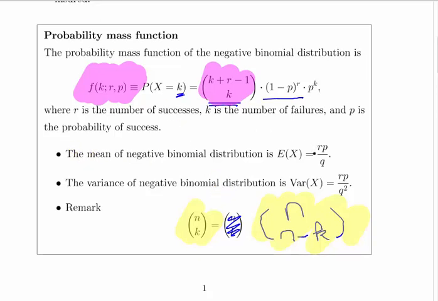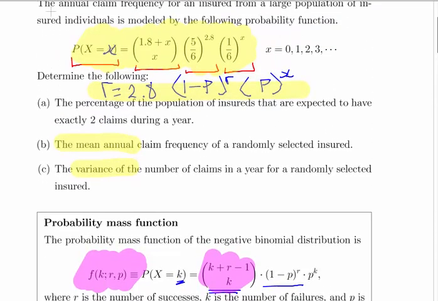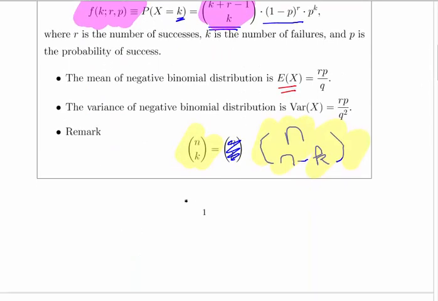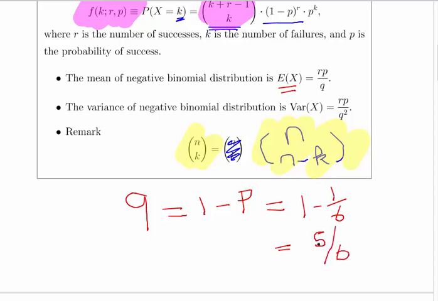According to this formulation of the probability mass function, the expected value of X is r times p divided by q, and the variance is r times p divided by q squared. So we've decided that p is 1/6, and 1 minus p, which is q, is 5 over 6. Just in case you're wondering, q is 1 minus p, which is 1 minus 1/6, and that is 5/6. Just to be absolutely crystal clear about that. So we'll use these two formulas here.